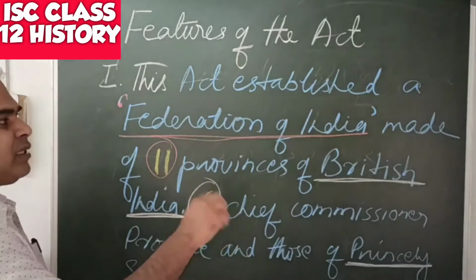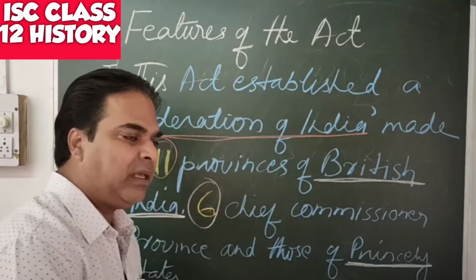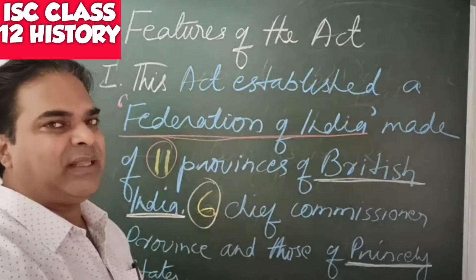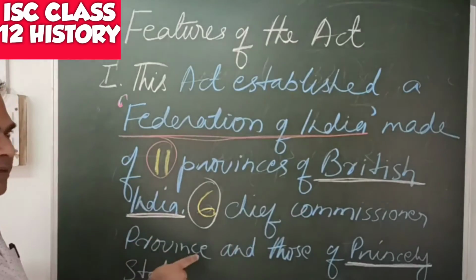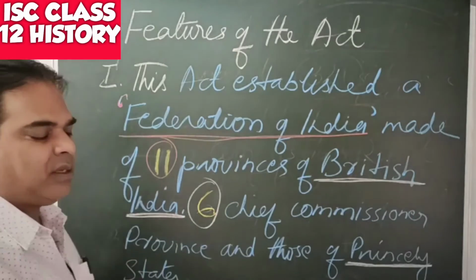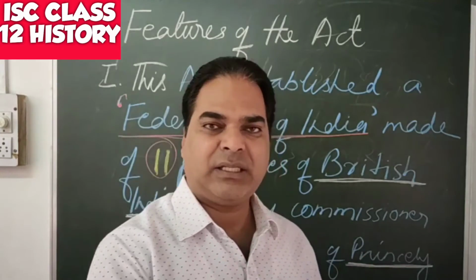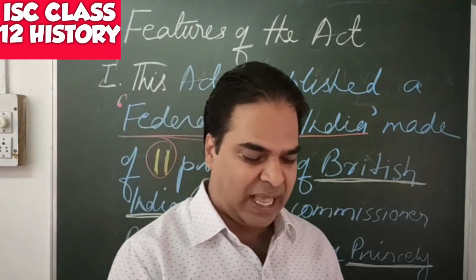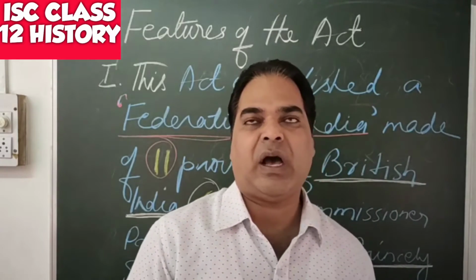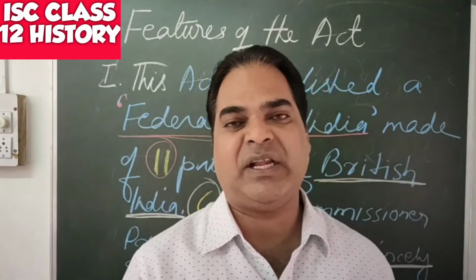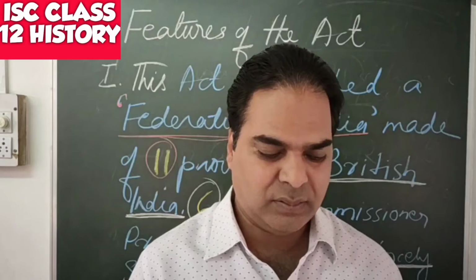So the federation was made of 11 provinces of British territory, directly ruled by the British government, 6 chief commissioner provinces ruled by them, and the princely states ruled by the princes. So this is the first part of the act, the 11 provinces and princely states that made a federation. Like today our country is also a federation, 29 states with one union.